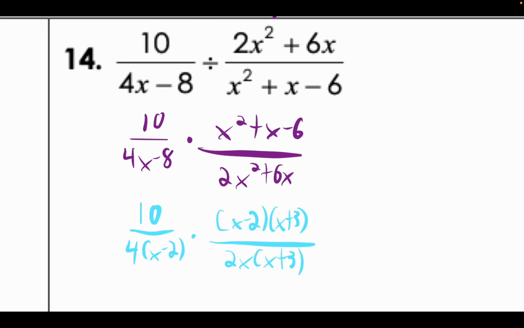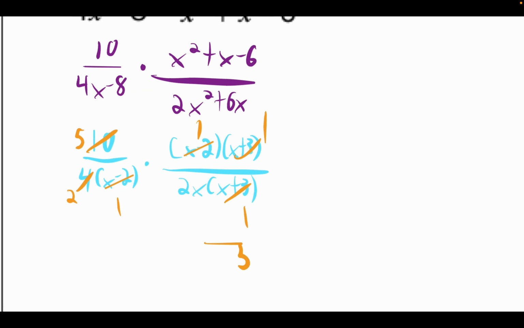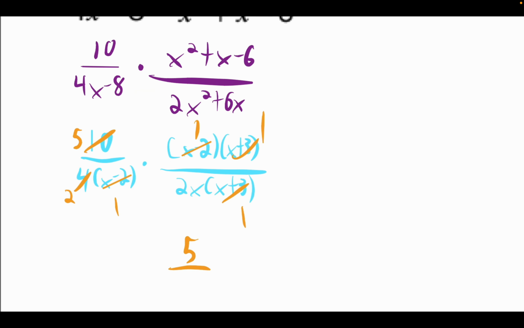So now as I look to reduce vertically, diagonally, you name it, I have an x minus 2 on the top and bottom here. I have an x plus 3 on the top and bottom here. And then I have this 10 that I can reduce with either the 4 or the 2. It really doesn't matter. So I'm just going to do the 4, I suppose, and reduce that by 2 to become 5 and 2. And so now on the top, I just have 5. And the bottom, I have 2 times 2x, which is 4x.